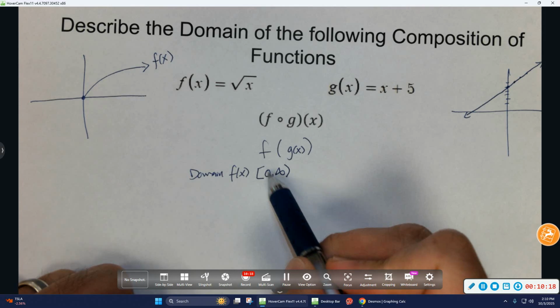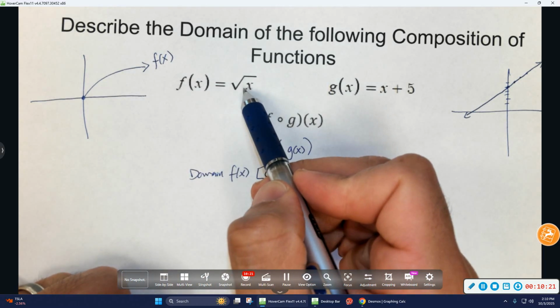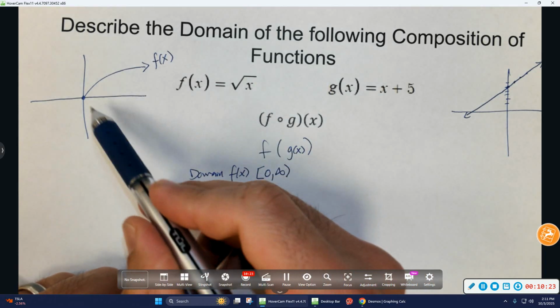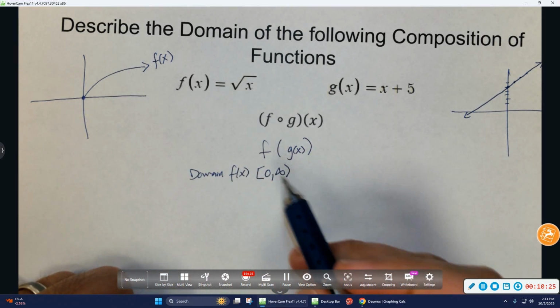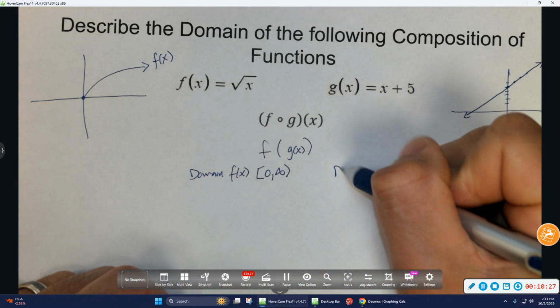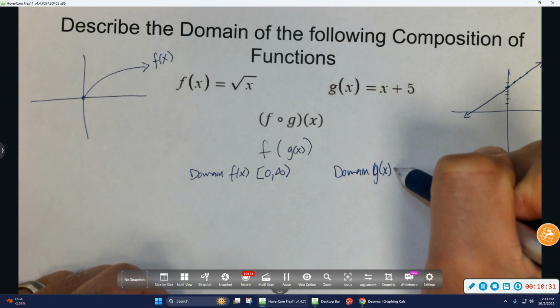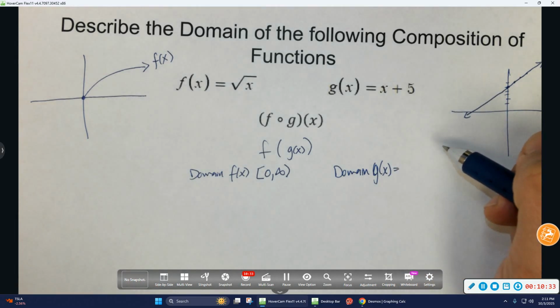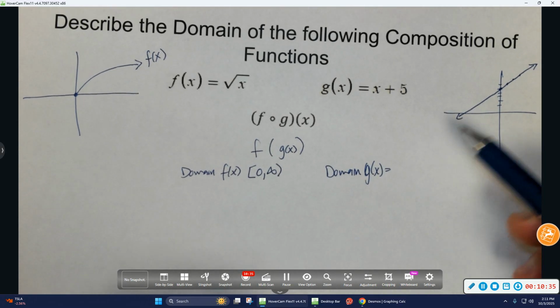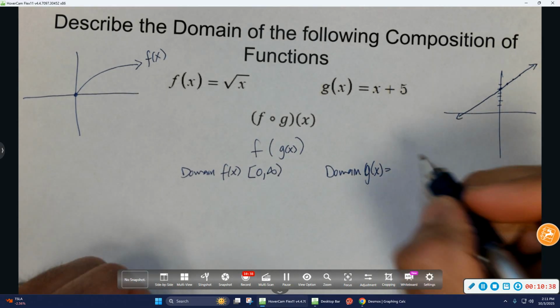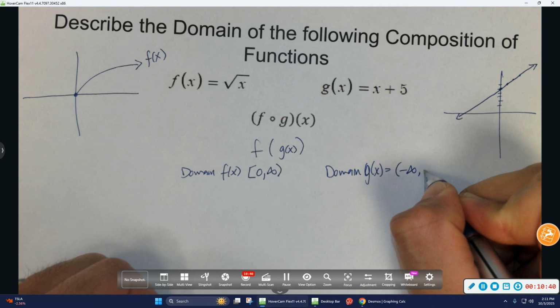And I put a bracket because 0, we can actually take the square root of 0, right? Square root of 0 is just 0, and that value actually exists. So I put a bracket. The domain for g of x, since it's going from negative infinity to the right, left and right values, we're going to say negative infinity to infinity.